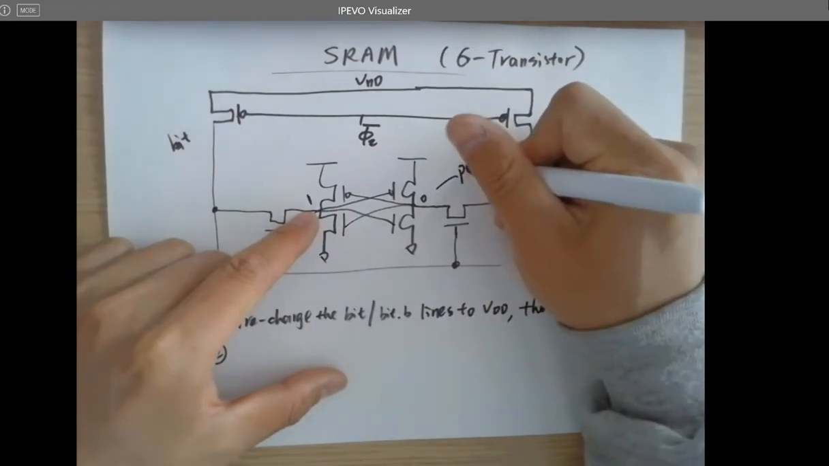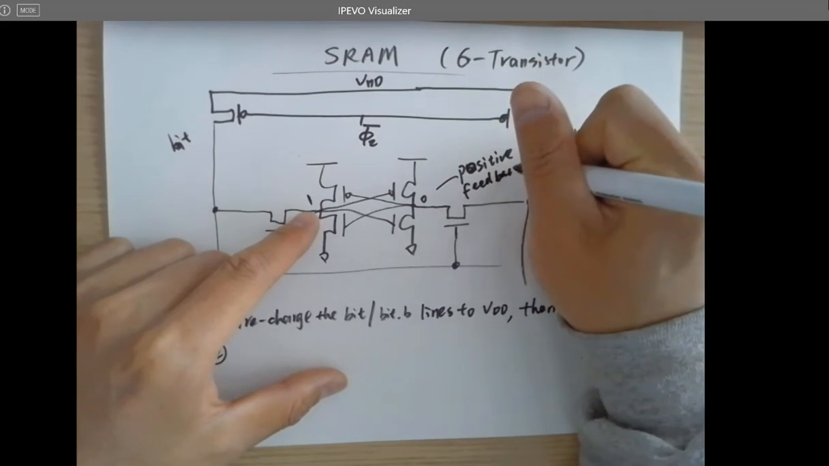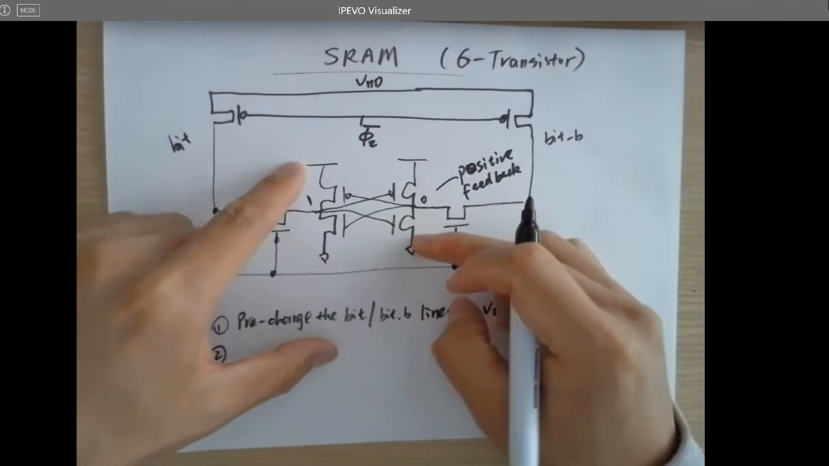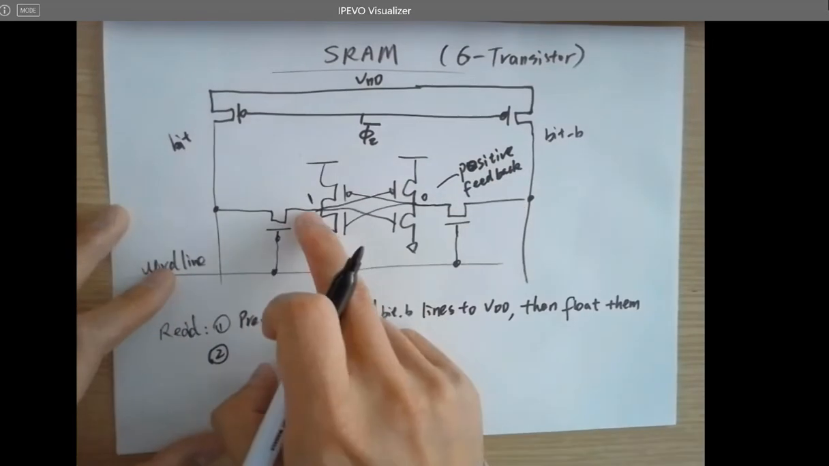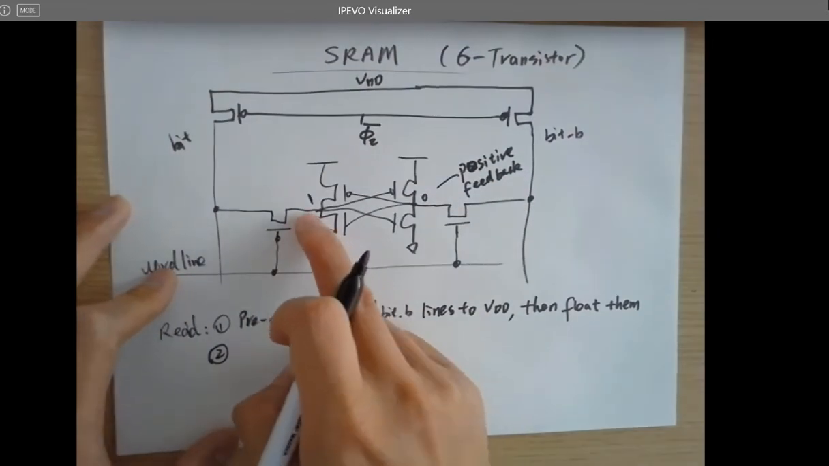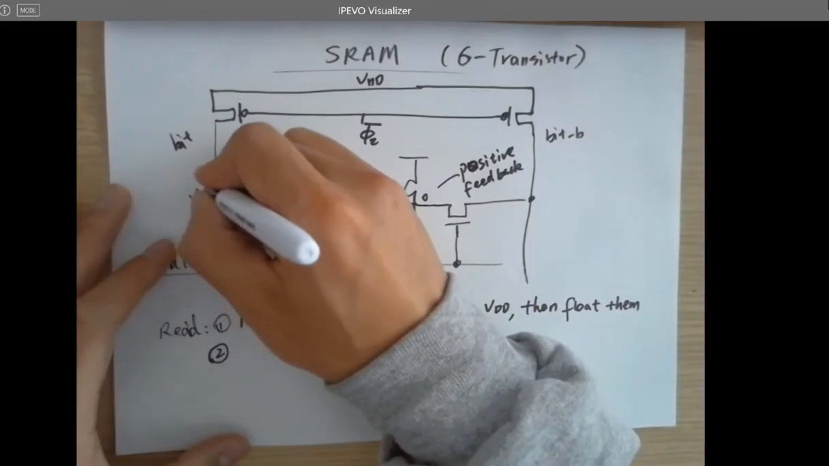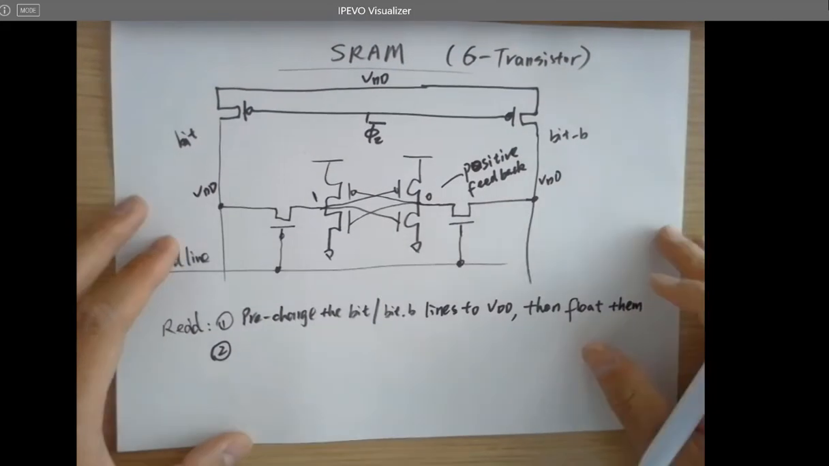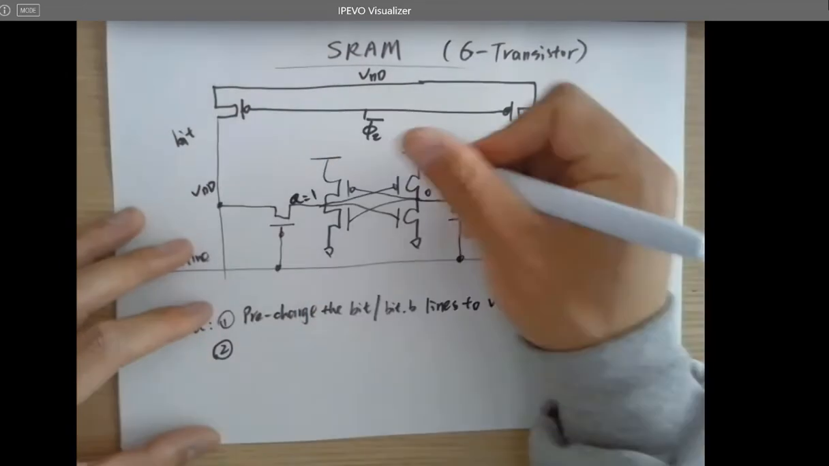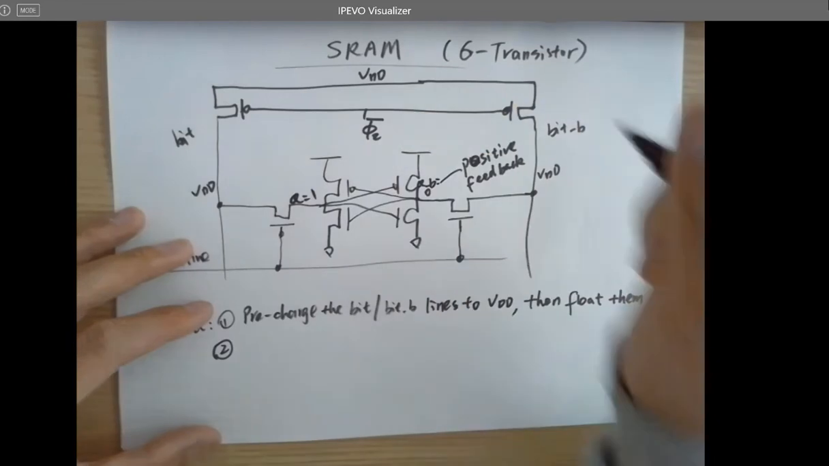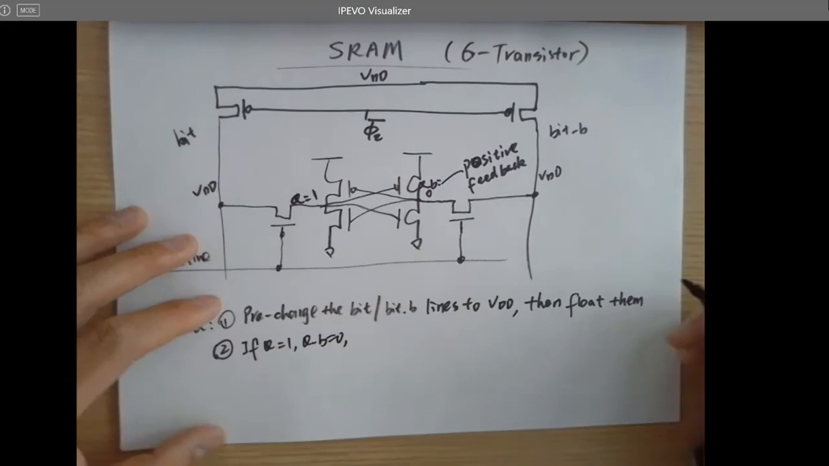Positive feedback, because that's a latch. So it's either doing this or this. All right. So for example, 1 was stored here and 0 was stored here. And these two have been pre-charged to VDD, right? And being floated. So next step, and this is Q, that's Q bar. So if Q is 1, Q bar is 0, then what?